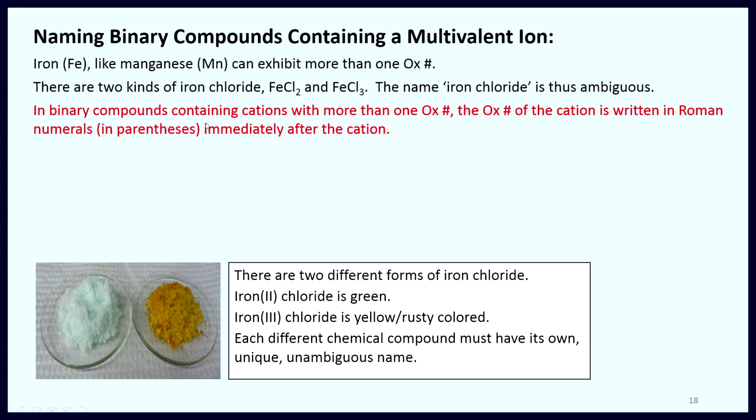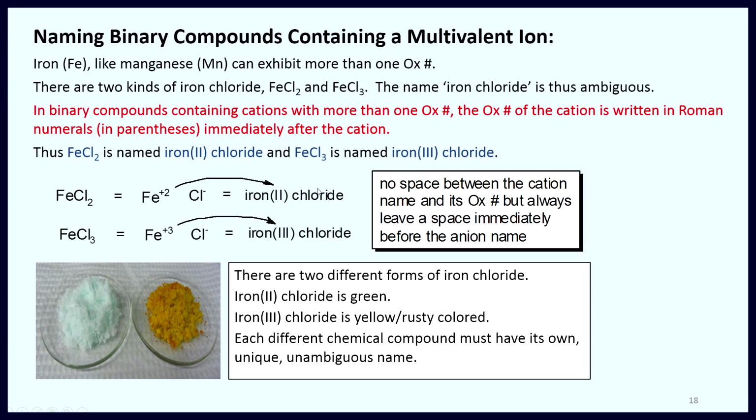In binary compounds that contain cations with more than one oxidation number, the oxidation number of the cation is written in Roman numerals in parentheses immediately after the cation. So FeCl2 is named iron 2 chloride, and FeCl3 is named iron 3 chloride. Here it is laid out. The charge or oxidation number of the cation is listed in Roman numerals in the name, immediately following the name, no space. In the case of iron 3 chloride, that 3 is the charge of the iron cation.